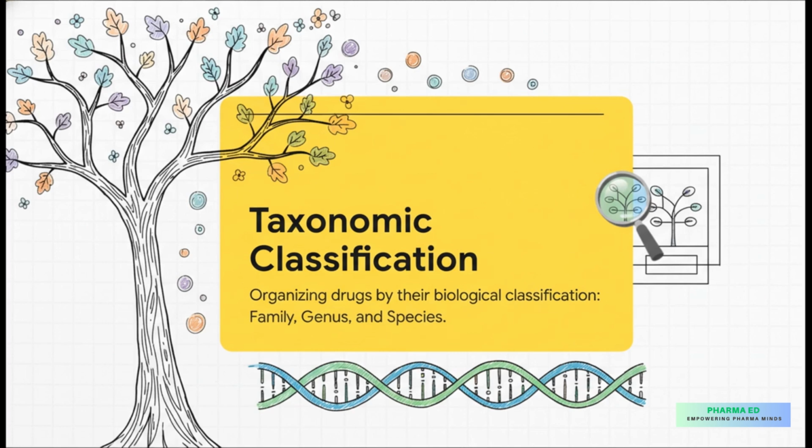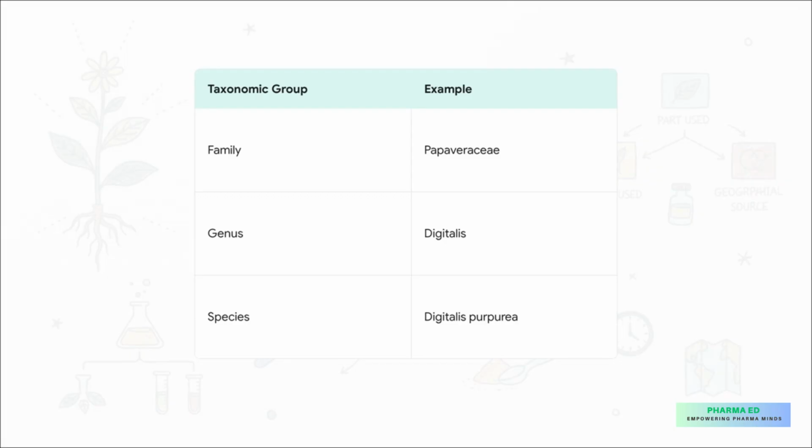It's about placing the drug within its proper biological hierarchy. What is its family, its genus, and its species? This really helps us understand the evolutionary links between different medicinal plants. This table shows it perfectly. Let's take digitalis, which is where we get the heart drug digoxin. Its species is Digitalis purpurea, and it belongs to the genus Digitalis.